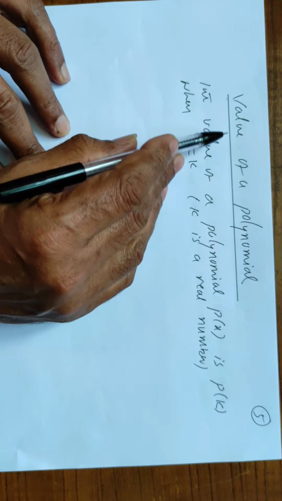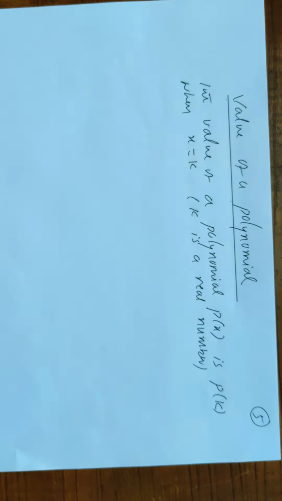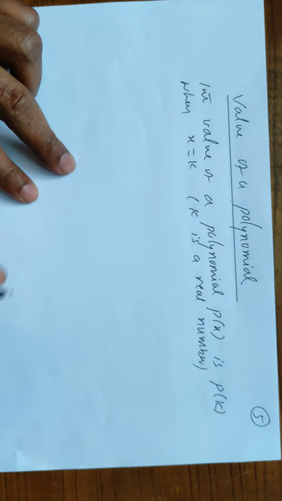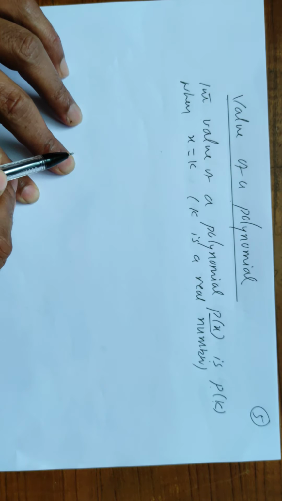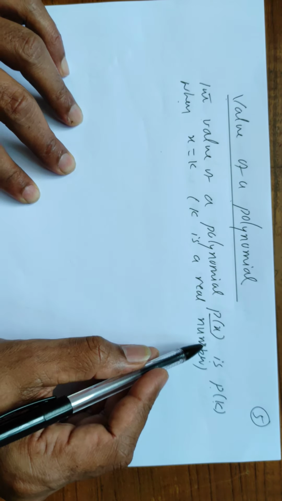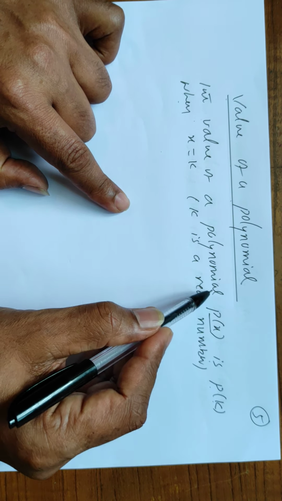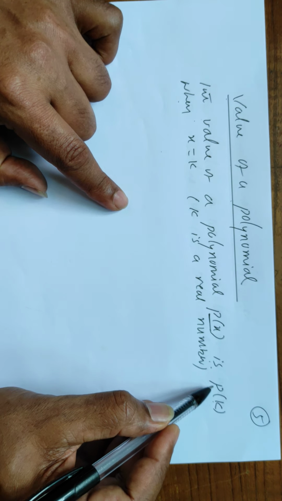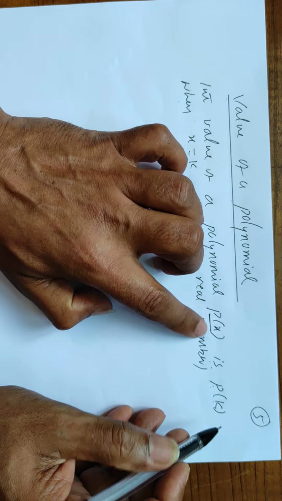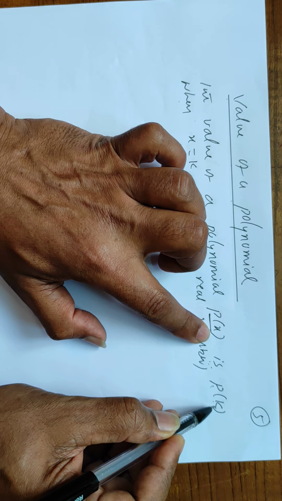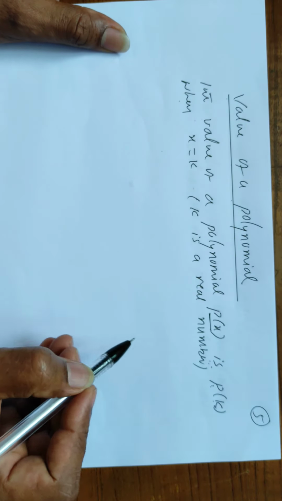See, next is, what is value of a polynomial? Value of a polynomial is very simple, dear students. The value of a polynomial p of x is p of k when x equals k. That's all. Where k is a real number. The value of a polynomial p of x is p of 2 when x equals 2. The value of a polynomial p of x is p of minus 3 when x equals minus 3. That's all. So let us understand this.